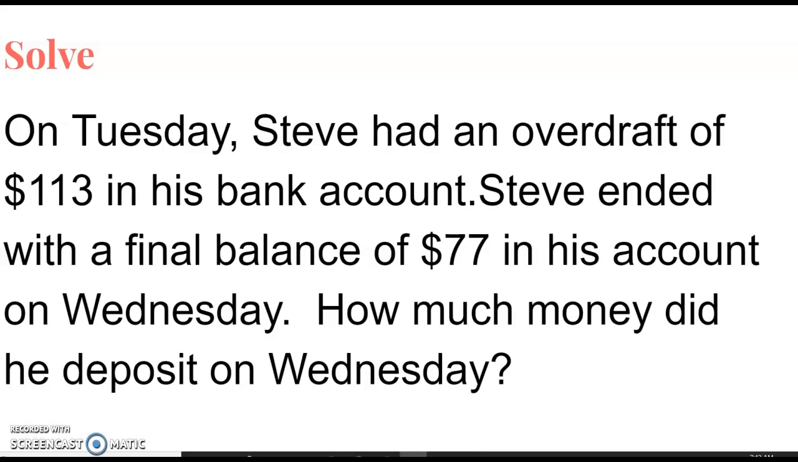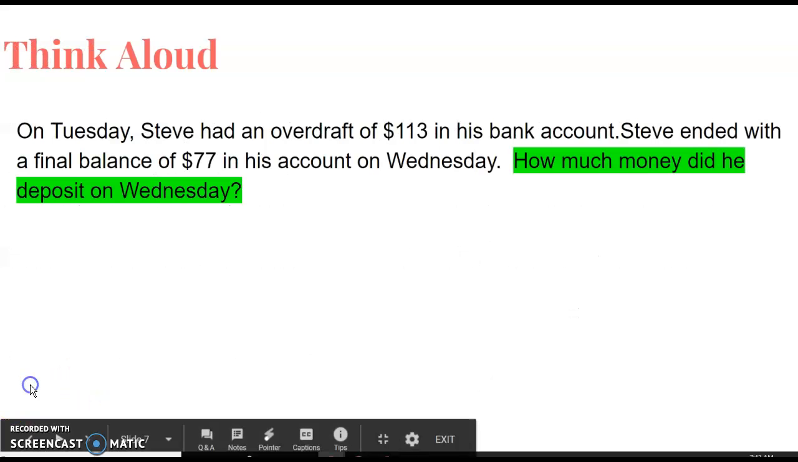On Tuesday, Steve had an overdraft of $113 in his bank account. Steve ended with a final balance of $77 in his account on Wednesday. How much money did he deposit on Wednesday?